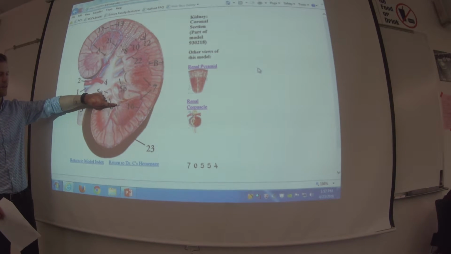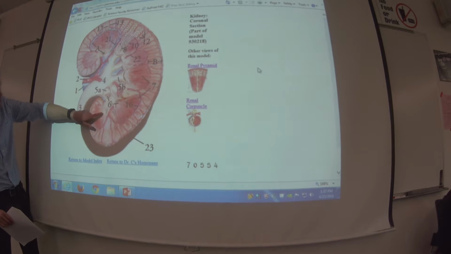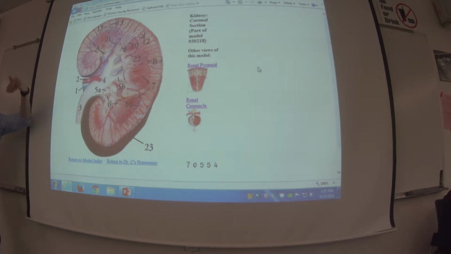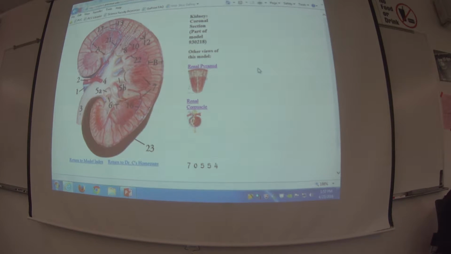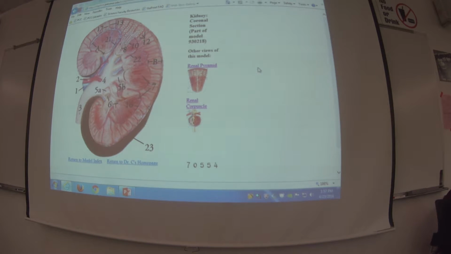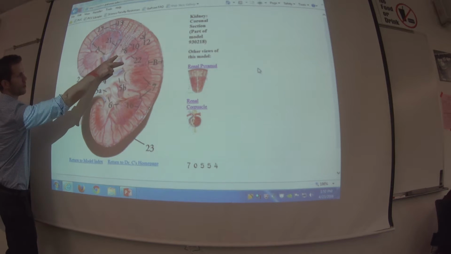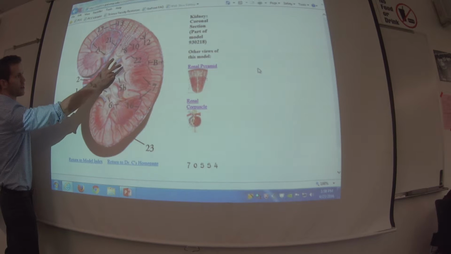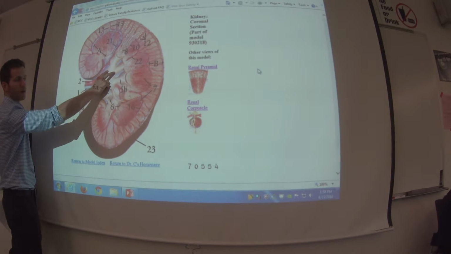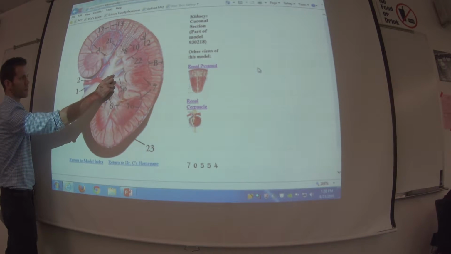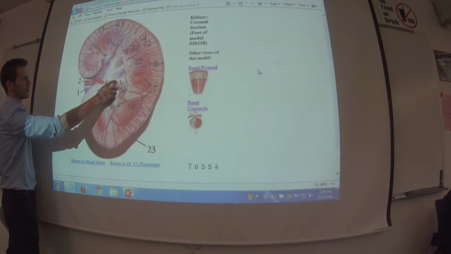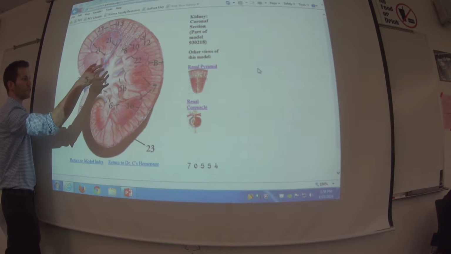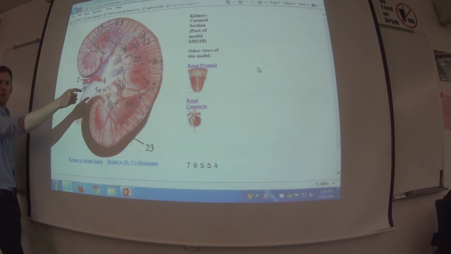These are called minor calyces. There's one there, another one there, there. Every papilla has its own minor calyx. Calyx is singular, calyces is plural. So those minor calyces capture the filtrate. They merge together to a major calyx. That's what this one is because it's after two or more calyces have merged together. So that's a major renal calyx. And then all the major calyces converge together into the renal pelvis, number 4 in the picture.